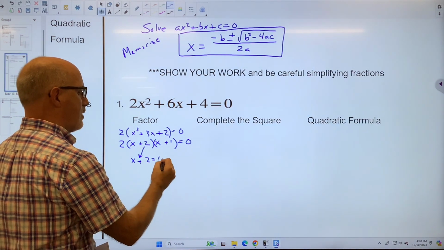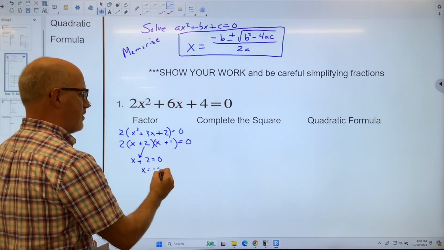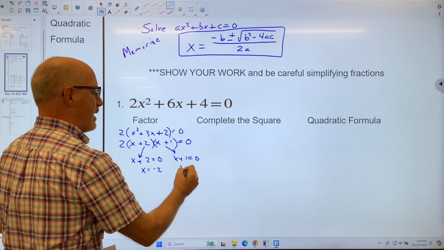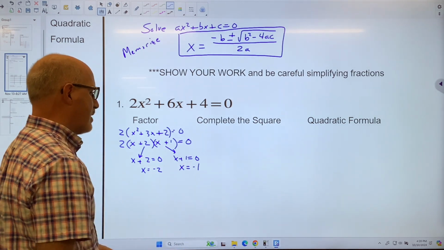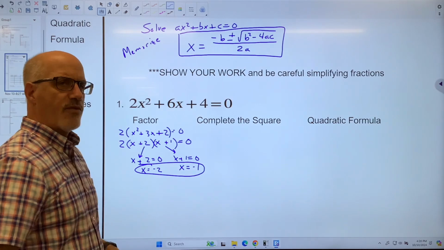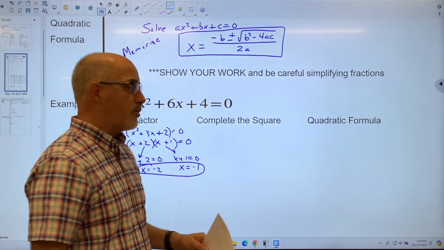So x plus 2 equals 0, so x equals negative 2. x plus 1 equals 0, and so x equals negative 1. Now, there's our two answers. The answers aren't going to change for these different forms, but the technique will change.